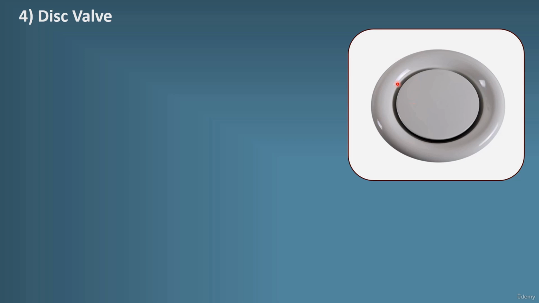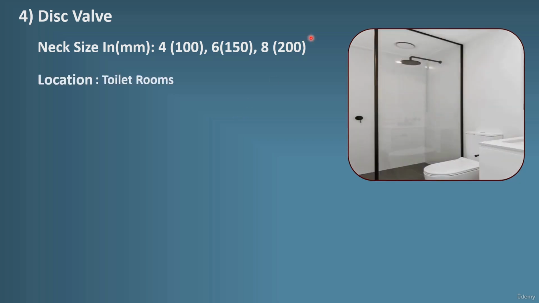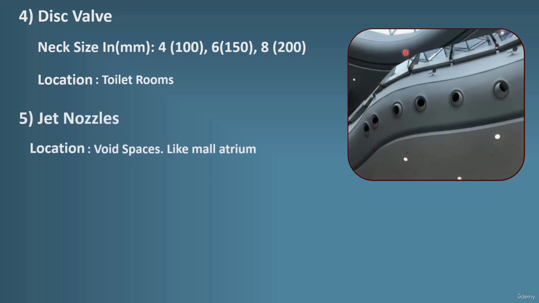Next, we have the disc valve. We have 3 different sizes: 100 millimeter, 150 millimeter, and 200 millimeter. We will learn how to select it when we discuss toilet ventilation, as we put this type in toilets. Next, we have jet nozzles. We use them in open spaces when the height of the space is 5 meters and above, like in mall atriums and airports double volume.